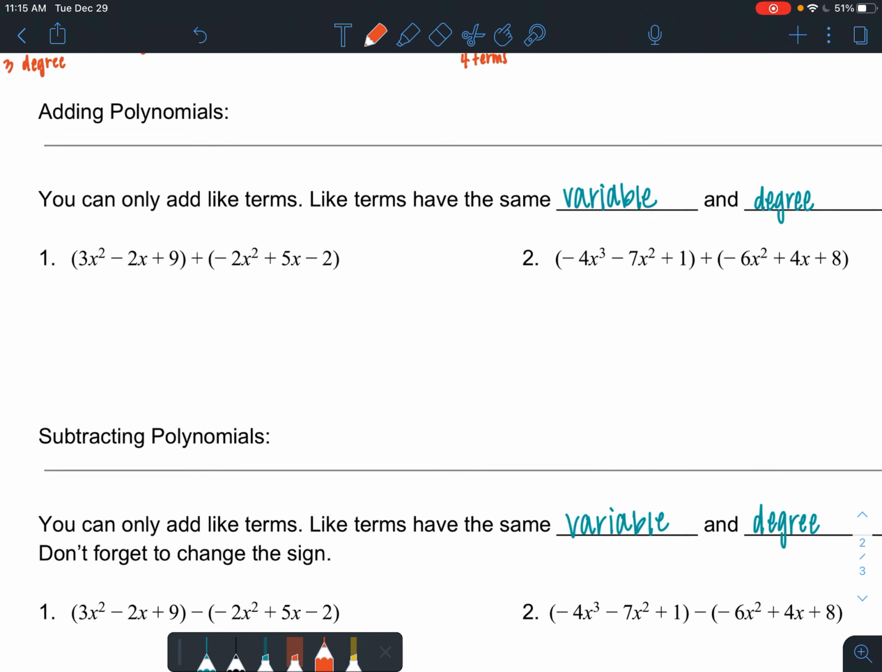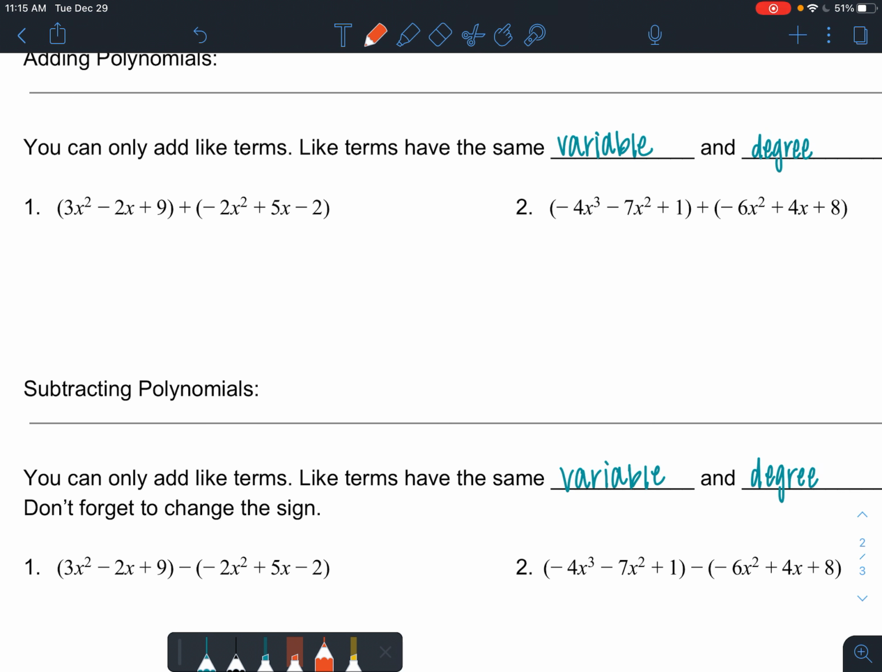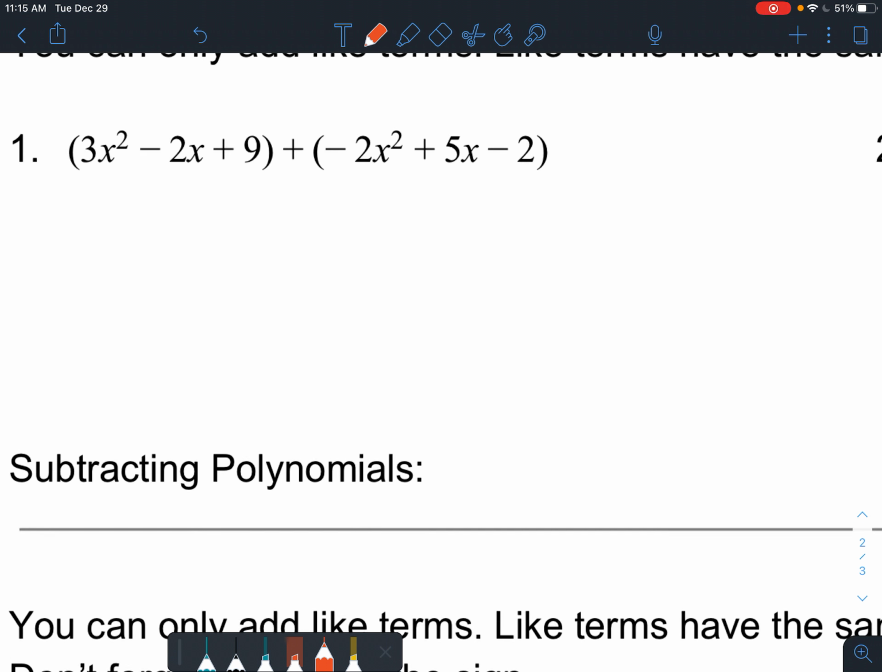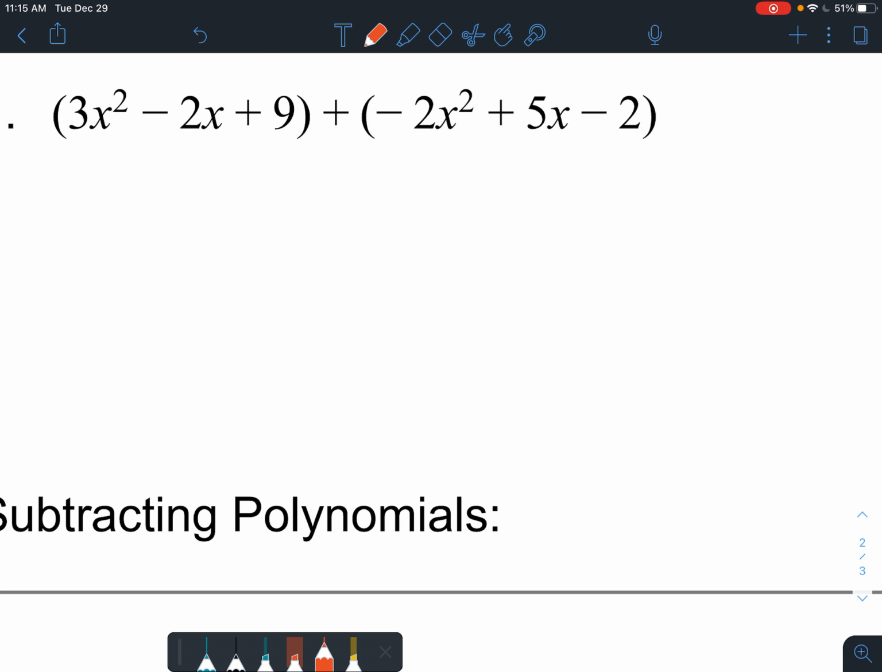Okay, so next up, adding polynomials. This we're pretty familiar with. We can only add like terms, and remember that like terms have the same variable and the same degree. So these ones are in order. I'm just going to highlight which ones I can add together. So this 3x squared, this one has an x and a squared, so those two go together.